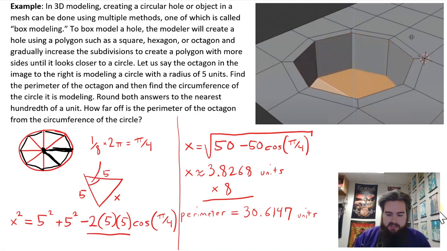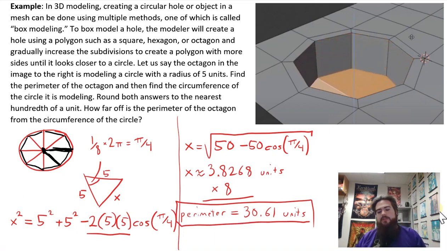So that gives me one of my answers, or to the nearest hundredth of a unit for this, that would be 30.61. But that's not my final answer. That's only a portion of it, because we were also asked how far this is from the circumference of the circle.